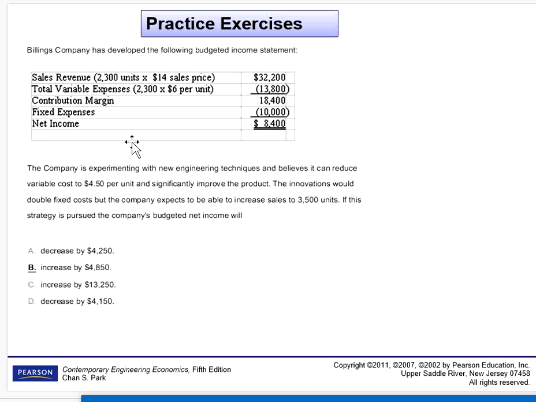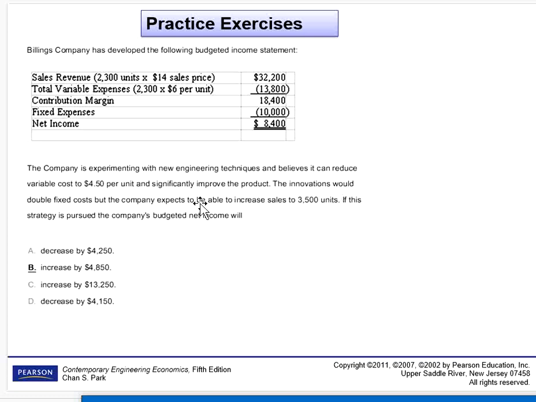Now the company, so this is already given, remember. The company is experimenting with new engineering techniques and believes it can reduce variable cost to 4.50 per unit. So remember, this is all about decision making. Someone suggested that we can reduce the variable cost, right? Currently it is 6 per unit. Some engineer suggested that we can reduce this cost from 6 to 4.50, right? And it will also improve the quality of the product.